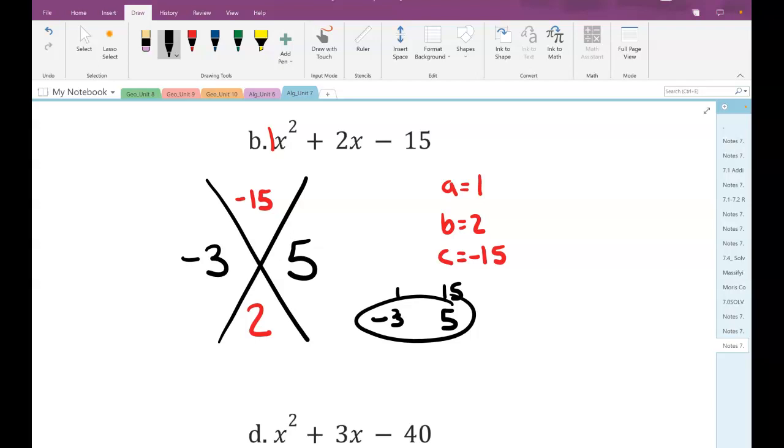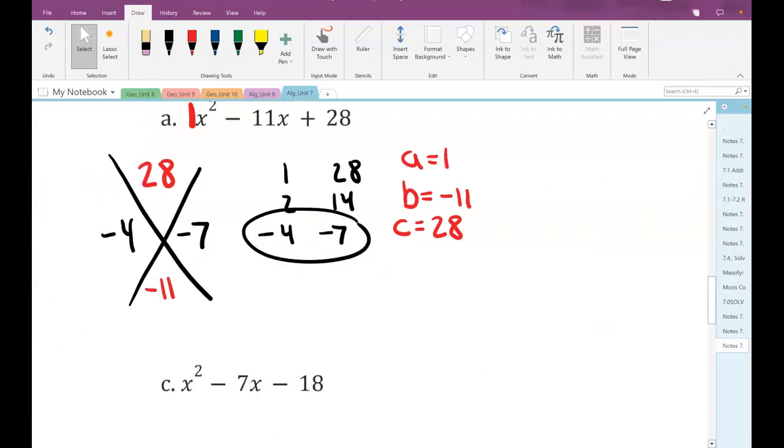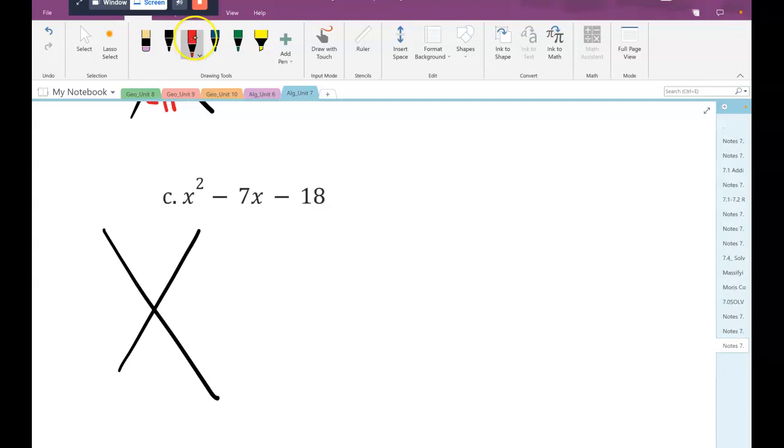All right. We got to go down to the next example, that's C. So I'll write it this way this time. We could put our A, our B, and our C. So A times C would just be negative 18 on the top. And your B value is negative 7 on the bottom. So now we have an example of a negative and then another negative.